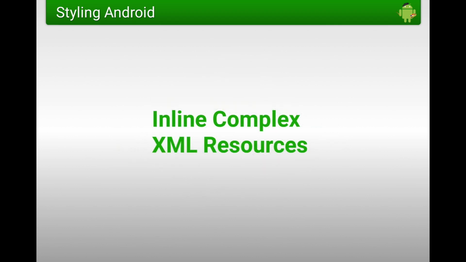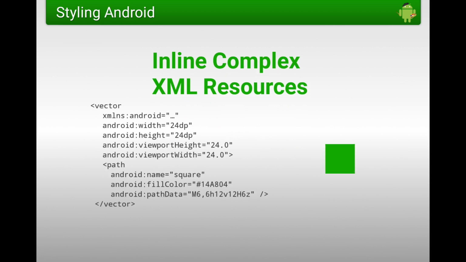So the second thing, this is another thing that was added since API 21, and this is particularly useful for animated vectors, is we have these weird things called inline complex XML resources, which is a bit of a mouthful and is a bit weird when you consider that what it's all about is making things more manageable, and so it's given a really long name. Yeah, like that.